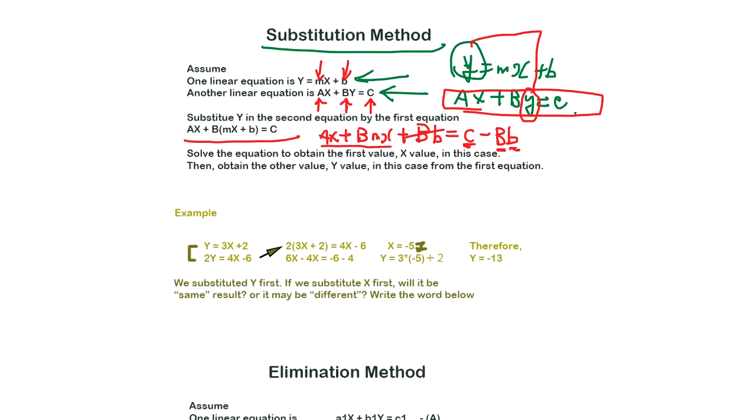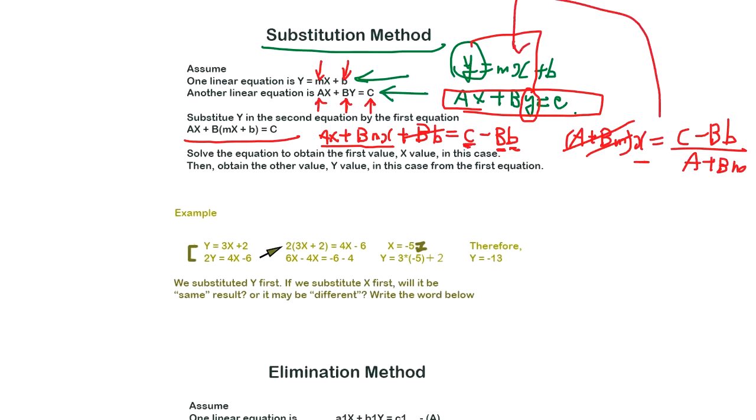So you look at this: (a plus bm) x equals c minus b times b. So you divide both sides by (a plus bm), you get x. We bring this x back here, then we get y, right? So this is the substitution method.